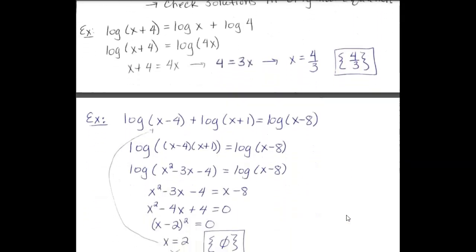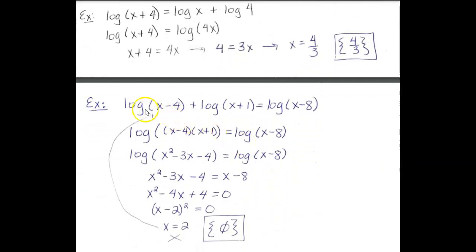All right, and then our last example, similar to the one we just finished: log of x minus 4 plus the log of x plus 1 equals the log of x minus 8. All right, every term contains a log. This time the right side is already a single log, so we leave that like it is. The left side we have to merge together.